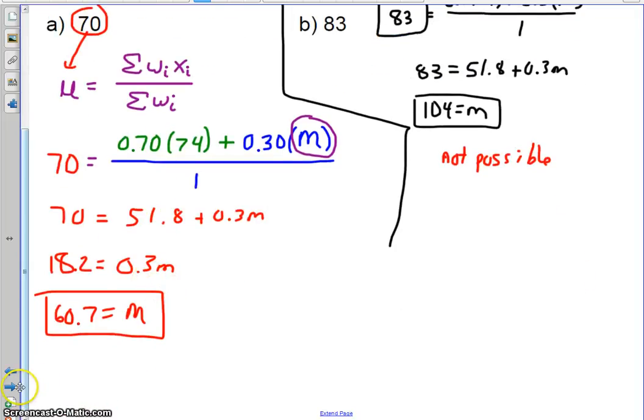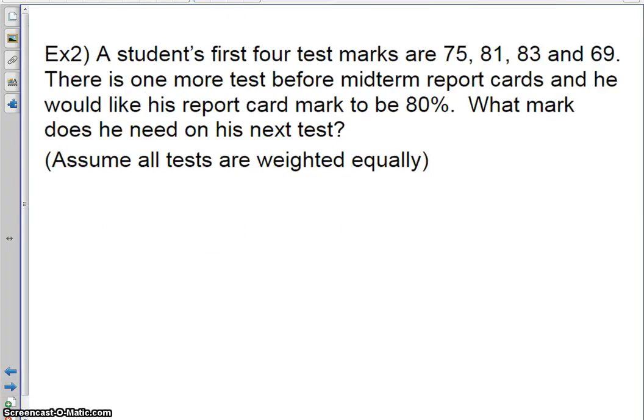Okay, so let's move on. So now a different type of weighted average question here. We know their first 4 test marks, and we know there's going to be one more test before midterm report cards, and they want the report card mark to be 80%. We want to figure out what mark they need next. So assuming all the tests are weighted equally, what do they need to get? I'd like you to try and think about this one on your own first. Try and set it up and solve it, and when you get an answer, push play, and we'll go through it together.